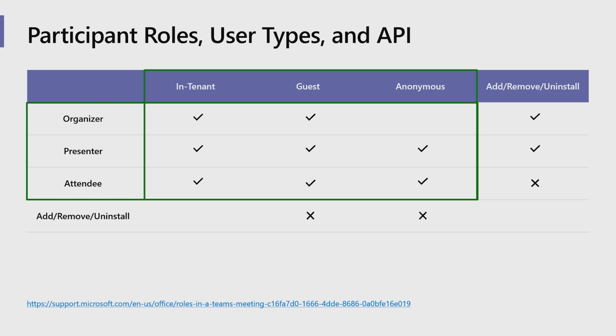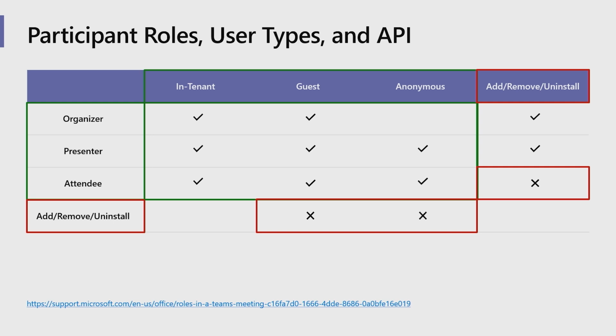Now, a user type can have one of these roles, with the exception of anonymous users. An anonymous user cannot be an organizer. But for the most part, these user types can assume one of these roles in the meeting. The only exception comes for adding, removing, and uninstalling an app in the meeting lifecycle. If a participant has an attendee role, they will not be able to add, remove, or uninstall an app in the meeting's lifecycle. Similarly, guest and anonymous users will not be able to add, remove, or uninstall apps in the meeting lifecycle, regardless of the role that they have in the meeting.